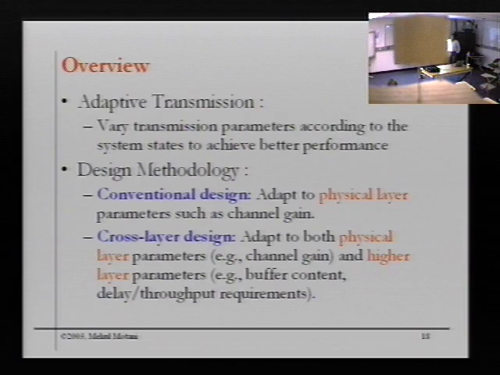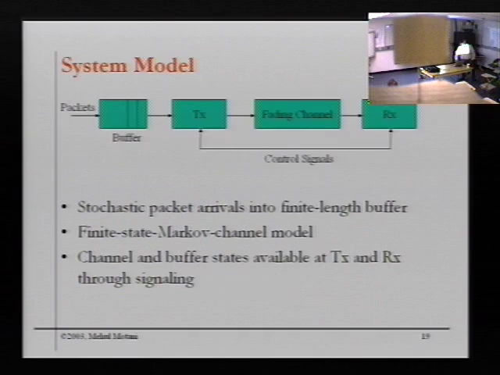For conventional design, we mainly adapt to the physical layer, like channel gain. What I want to consider is adapting to more system states. In this case, both physical layer and higher layer parameters, and specifically I'll consider network layer parameters, like delay, buffer overflow requirements, and so on. And so I call this cross-layer design, and maybe it's the first attempt at cross-layer design. So let's look at the system model.